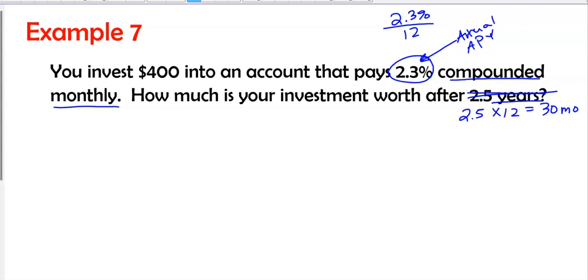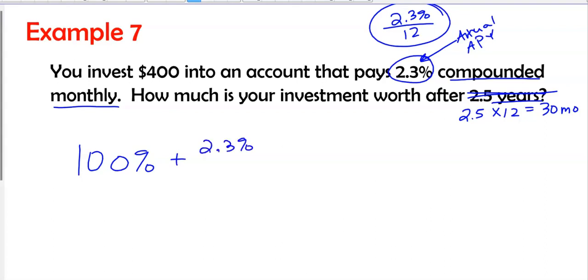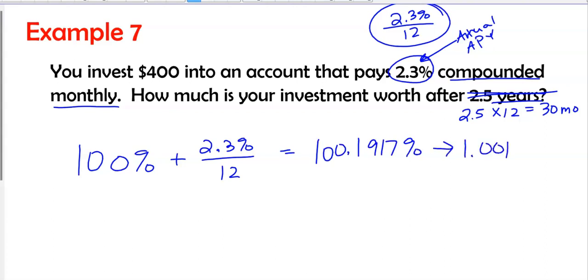So now we get into kind of getting this all together. The good news here is the bank is giving you money. They're taking 100% of your money, but they are giving you interest on your money. So they are adding to it that 2.3%, but over 12. What that ends up being is 100.1917%, which is 1.001917.